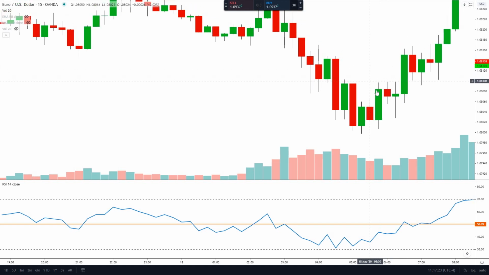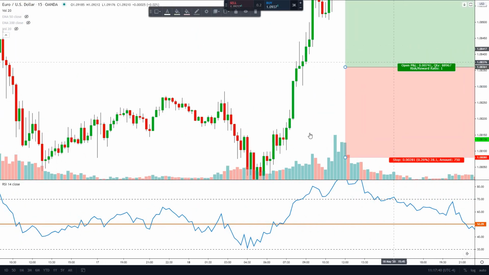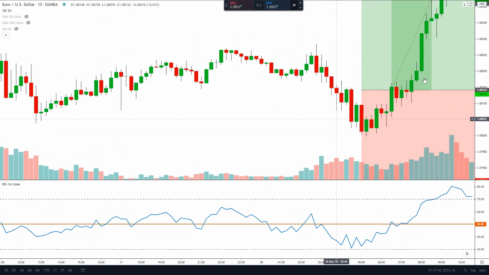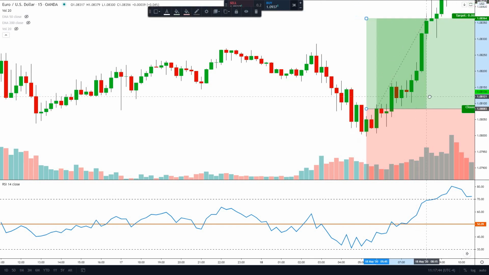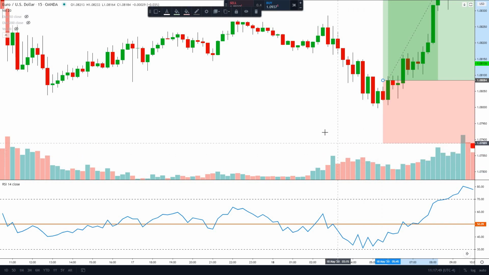And now what we would do is literally just get long or buy using a market order or a limit order, whatever you prefer, but we want to buy at the close of this candle right here. Okay, so let's get our buy position on there. And you can already see what happens, but we want to buy right at the close of that candle.